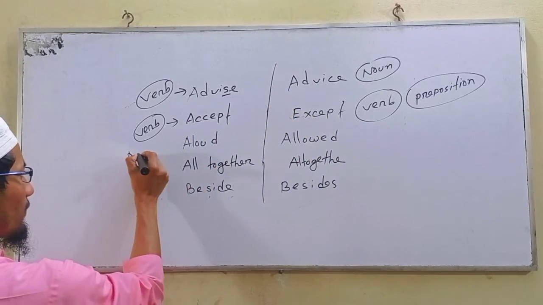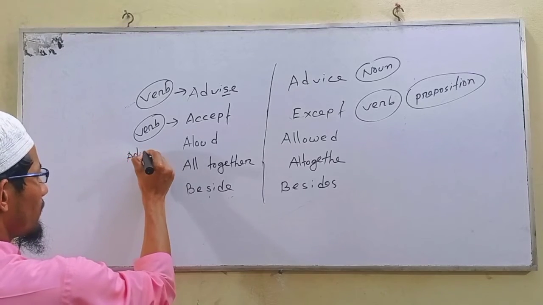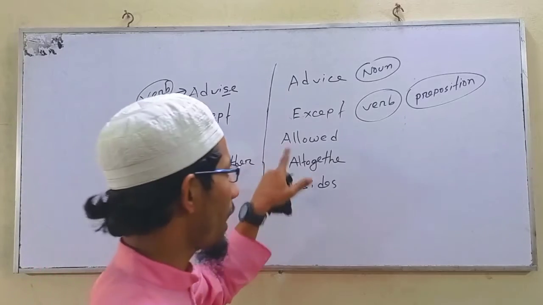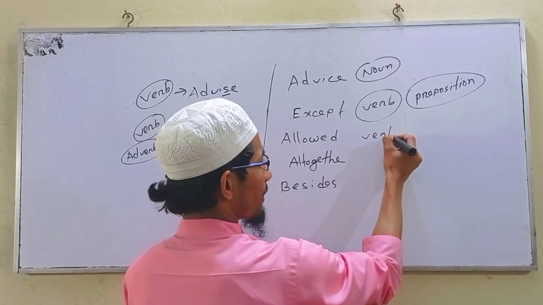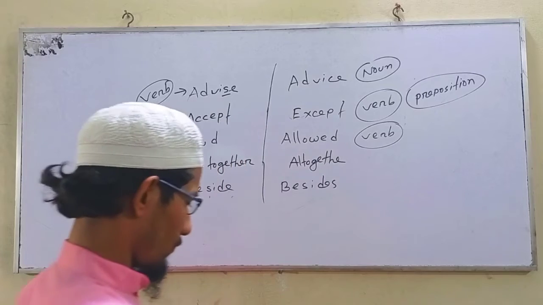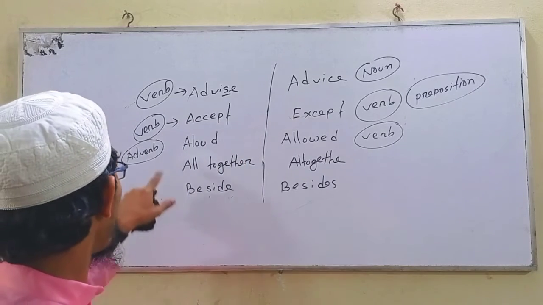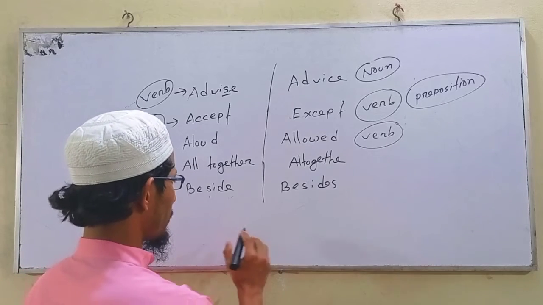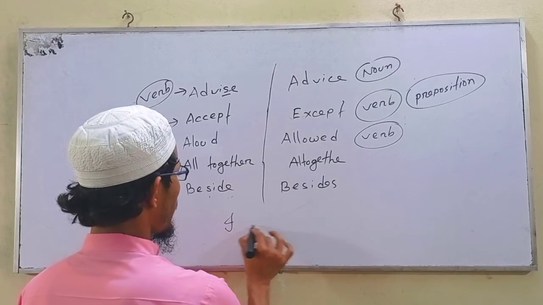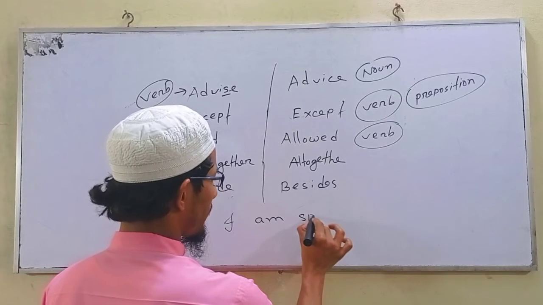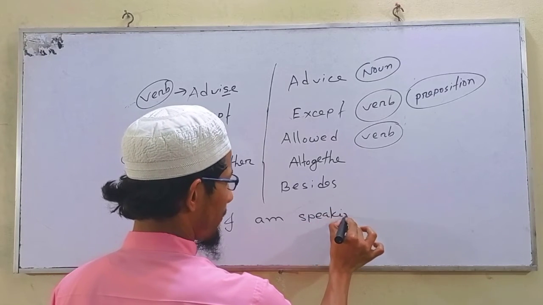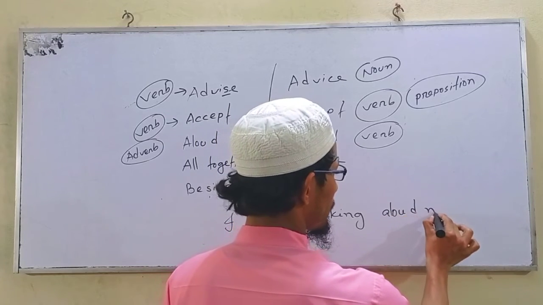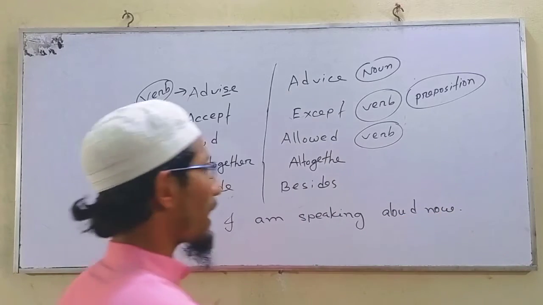Allowed, aloud. Aloud is an adverb. On the other hand, allowed is a verb, and the past form of allow. So, if I make any sentence with aloud, it will be: I am speaking aloud. Aloud now. I am speaking aloud now.